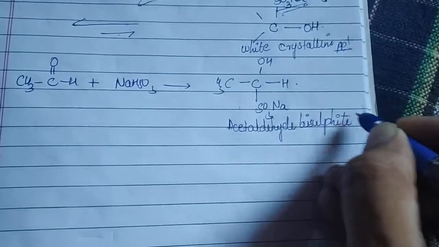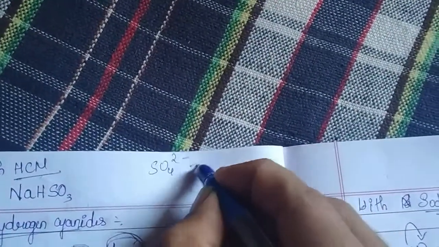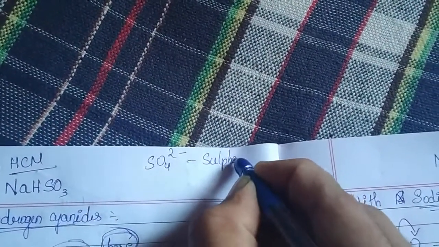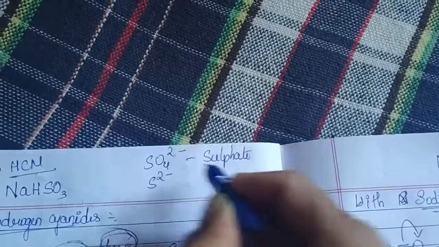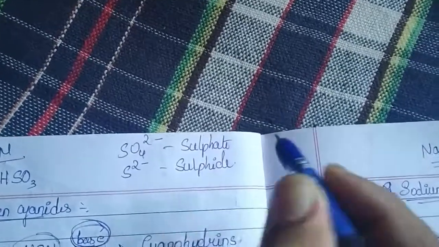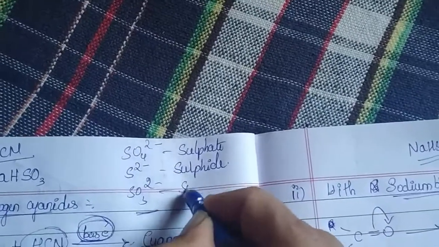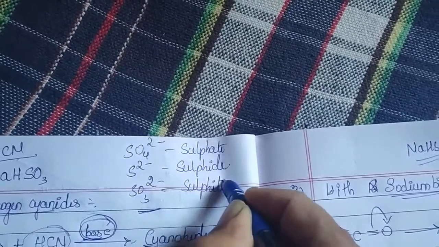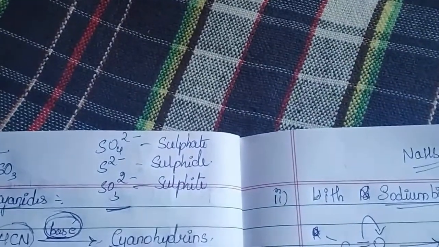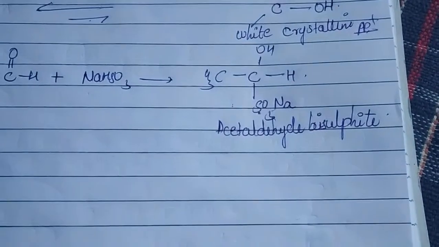Bisulfite, spelled P-H-I-T-E. Let me write it over here. SO4 2 minus is sulfate. S2 minus is sulfide, S-U-L-P-H-I-D-E. Whereas SO3 2 minus is sulfite. Again and again I am saying, of course we have dealt with this in our first PUC also. Once again I am reminding you, don't get confused. We are using sodium bisulfite, so SO3 2 minus. That is the reason for SO3Na. Is that clear? I hope no doubt.